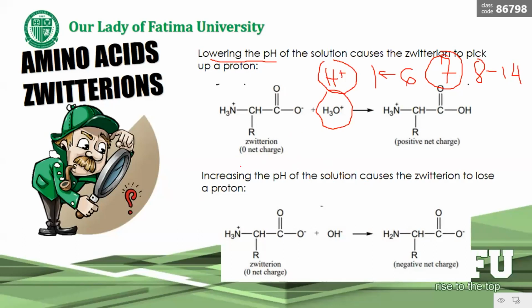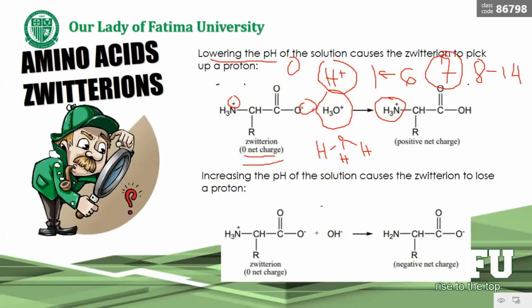The tendency of this zwitterion that has two charges is that it will form a positive net charge. Positive plus negative is zero, right? Zero net charge. But because of the addition of an acid, or when you put this amino acid in an acidic solution, the tendency is this H3O+ is actually just water with an additional hydrogen.